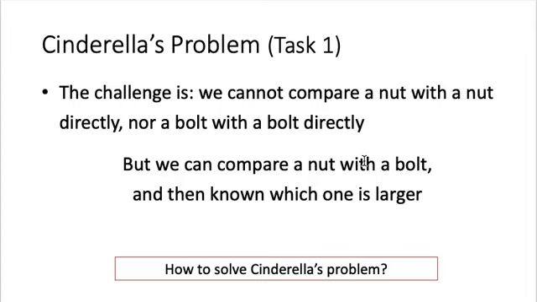When we try, we will have three different possible results. One is the nut may be larger. The other one is the nut is fitting exactly the bolt. And the last case is the nut is too small. So by comparing a nut with a bolt, we can know which one is relatively larger. Now we have this way to do some kind of comparison. Is it possible to solve Cinderella's problem using this method? If you want to think, let's pause.